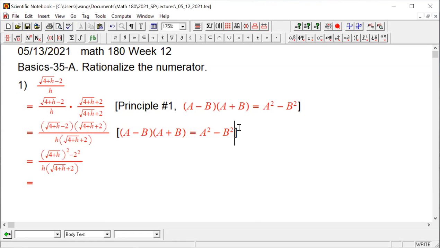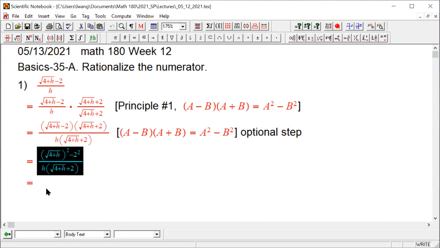Okay, of course if you have to do the FOIL, go for it. But in my opinion, please, if you can help it, practice this formula over and over again so you can use it just like that. So I view this step as an optional step. You don't have to show this step. You can go from here directly there.